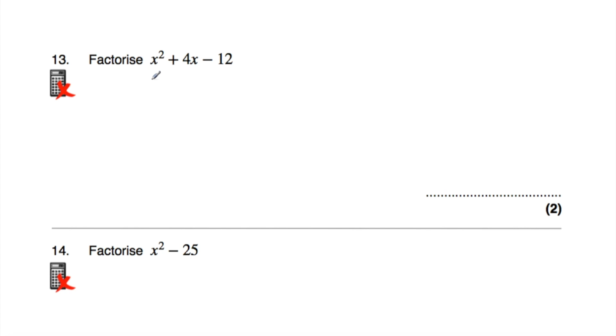So question number 13 says factorize x squared plus 4x subtract 12. So again, it's a quadratic in the form of x squared plus bx plus c. So let's put our brackets down, bracket, bracket, bracket, bracket. And because it's x squared, let's put our x's at the front of both brackets. Now we want two numbers to times together to be minus 12, and they're going to add together to be 4. So let's try negative 2 and 6.